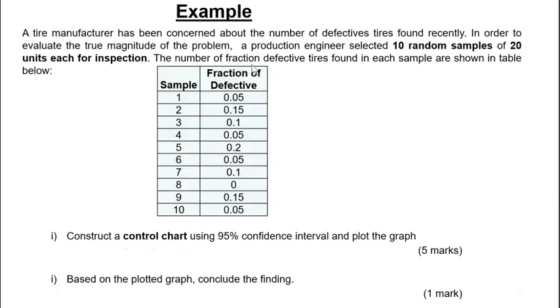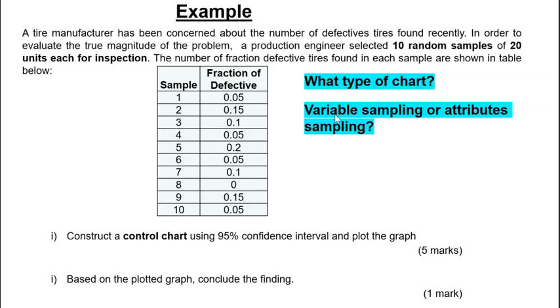So let's see an example. How do we determine whether it's variables or attributes? Look at whether there is any unit here. There's no unit here, no kilogram, no centimeter. So what type of chart is it going to be, variables or attributes? We know there's no unit, no centimeter, no gram, so it should be attributes.